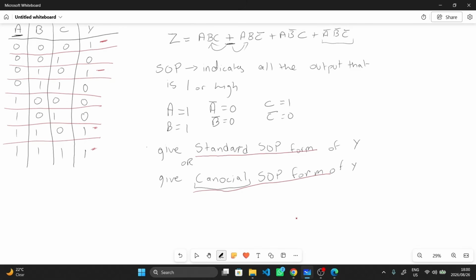So let's say now we have Y, right? Now we check where is 1. So 1 is on the first, where A is 0, right? And we said when A is 0, that will be a complement, right? Now we check what is B. B is also 0, so B complement. What is C? C is also 0, so C complement, right? So we are just checking that.